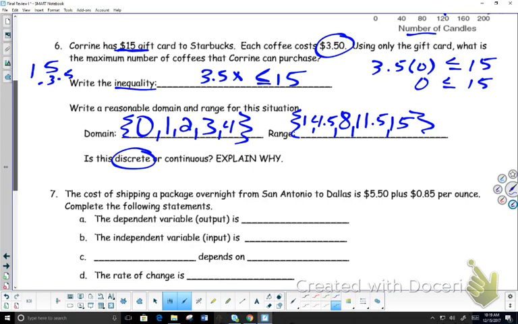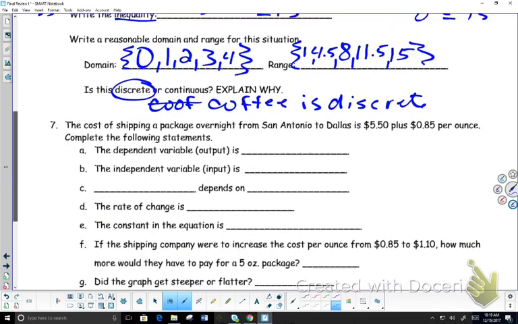So the coffee is discrete. You cannot buy half a cup. They're not going to sell it to you that way. You know that. It's like my half a candy bar story.